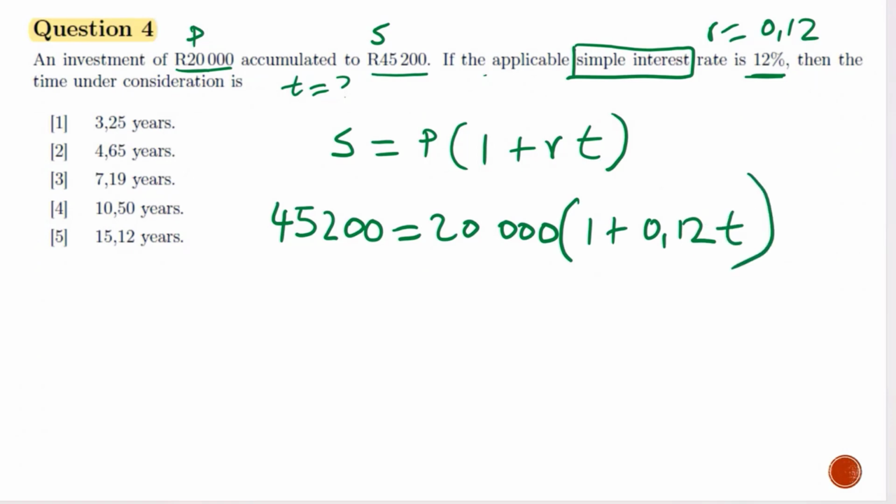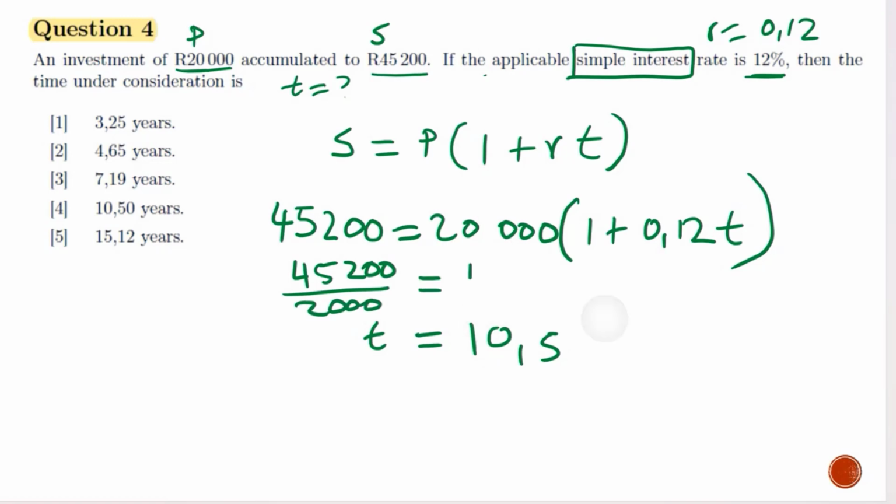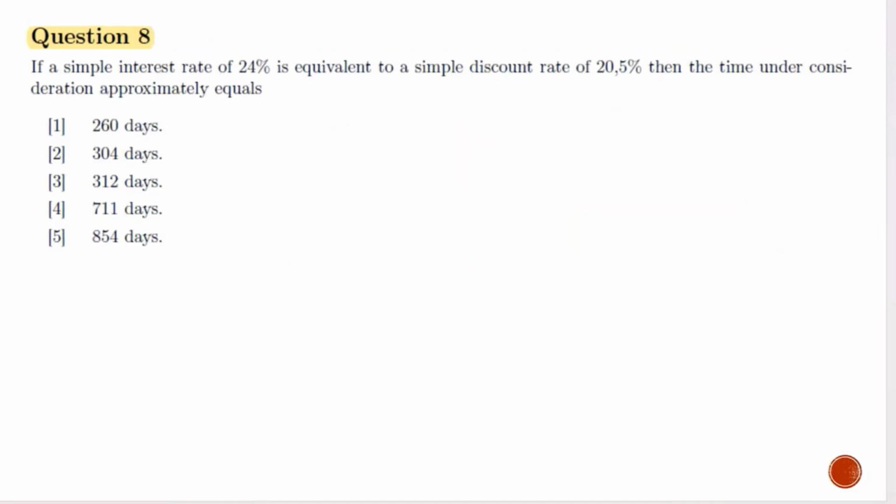So you can just play around with this, and then you find that your T is going to be equal to 10.5 after you have done the calculations. Let's say you forgot how you do the calculations. You divide by 20,000, which is going to be equal to 1 plus 0.12T. Okay, you find that your T is 10.5. Okay, let us look at another example.